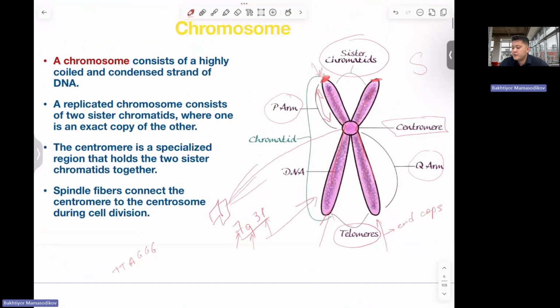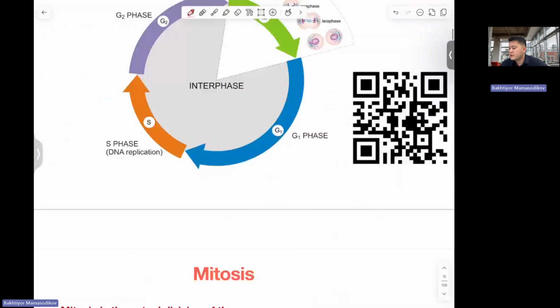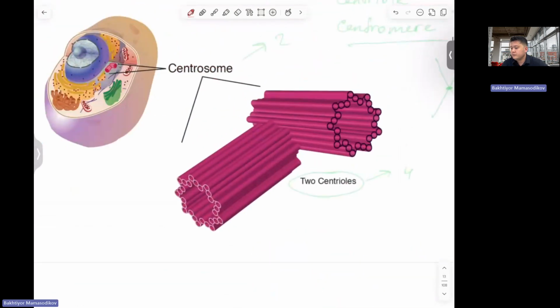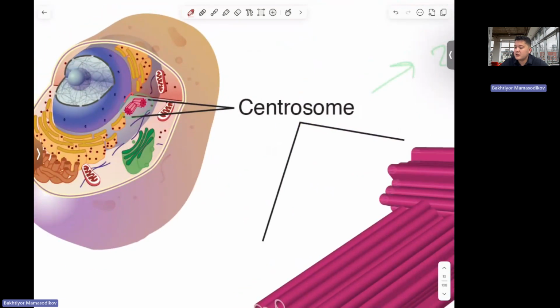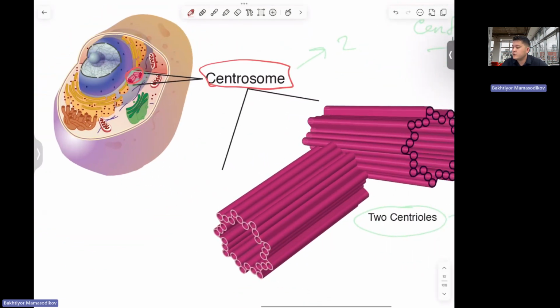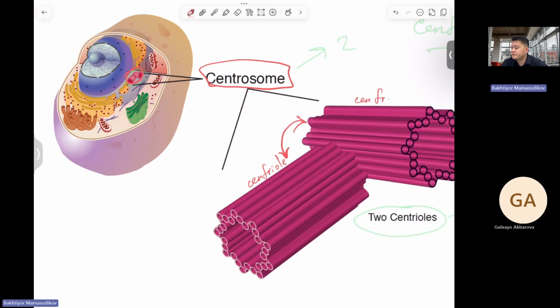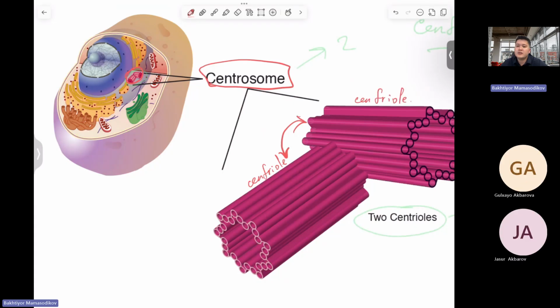So spindle fibers, as you can see here, are used during mitosis or meiosis. These fibers grow from the centrosomes and attach to the centromeres, okay? So let me show you the centrosomes here. In this cell, you can see the centrosome, right? Centrosomes are made of two centrioles. These are the two centrioles. So a centrosome is made of two centrioles.